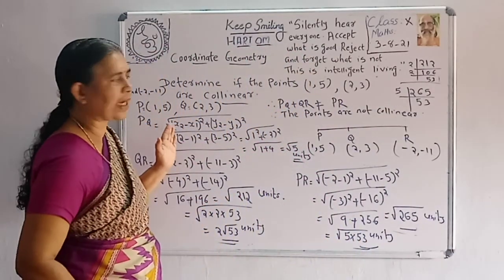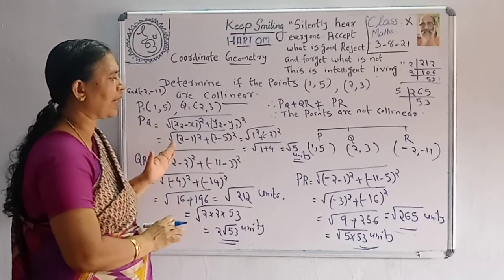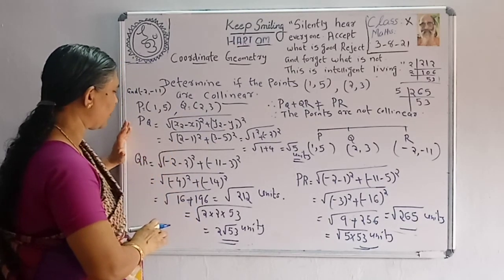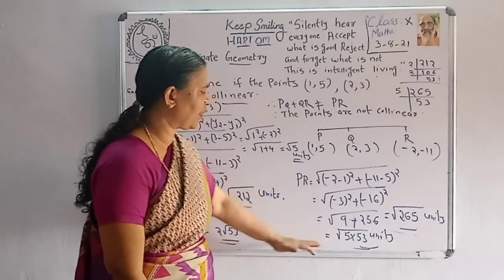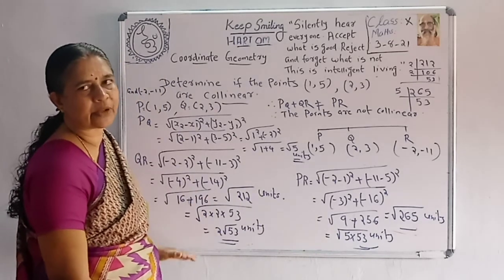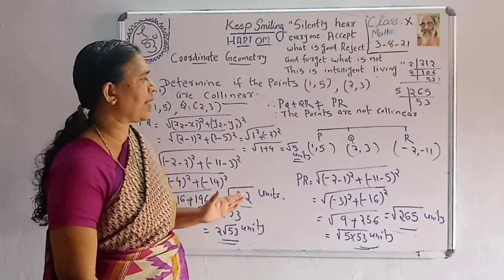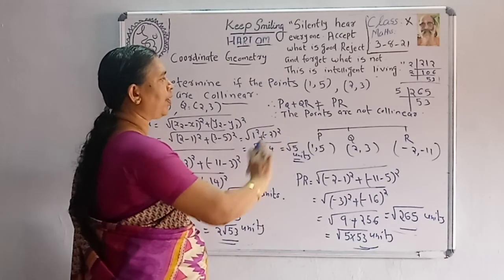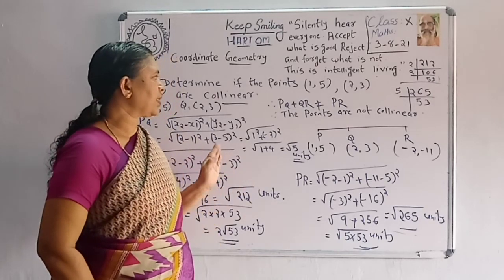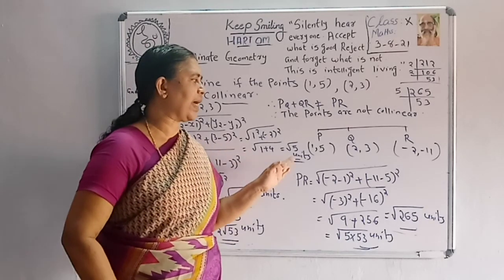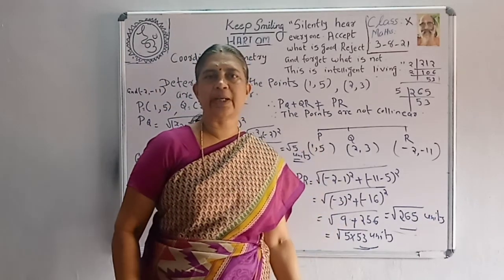So, if the points are collinear, then PQ plus QR is equal to PR. But here PQ is root 5 units, QR is 2 root 53 units, and PR is root of 5 into 53 units. They are all unlike terms, so we cannot add these. Therefore, PQ plus QR is not equal to PR, which means the points are not collinear. So to check whether points are collinear, we first find PQ and QR, then find PR. If PQ plus QR is equal to PR, then the points are collinear. Otherwise, they are not collinear.